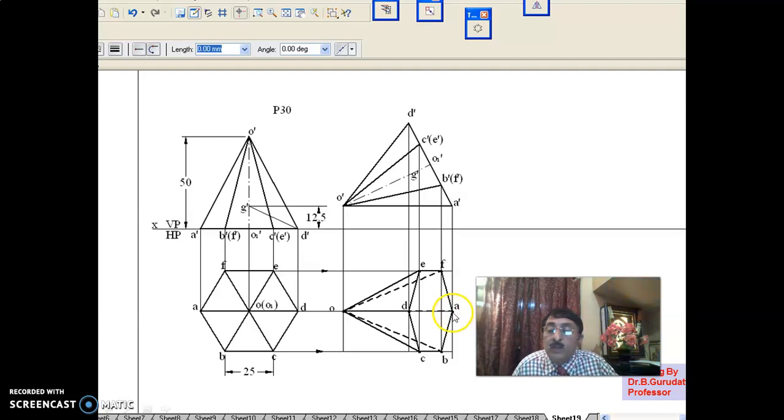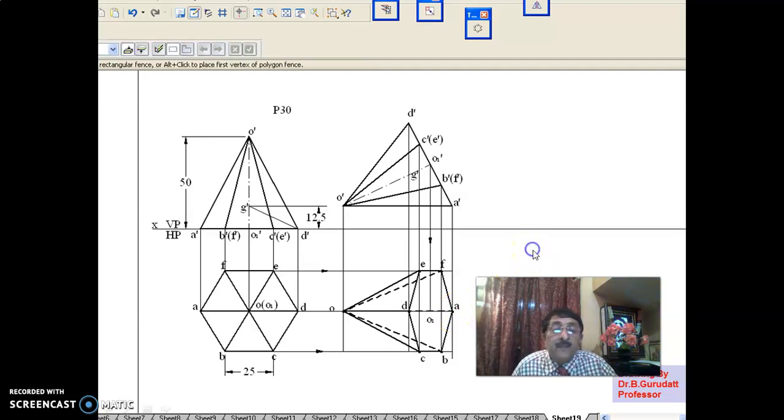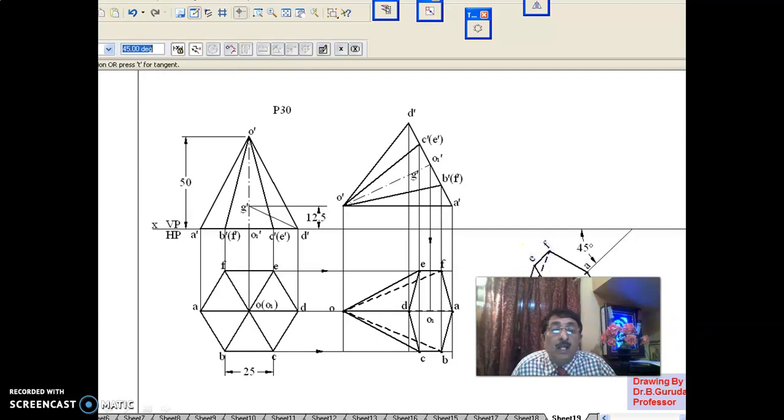Okay. Once you do this, show the axis. Now the problem says the top view of the axis is inclined at 45 degrees to VP. Since the inclination to HP we are not changing, it remains the same, and the top view won't change.